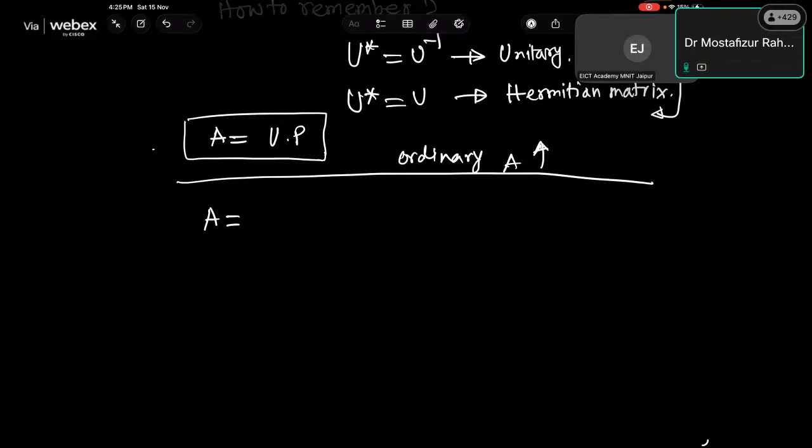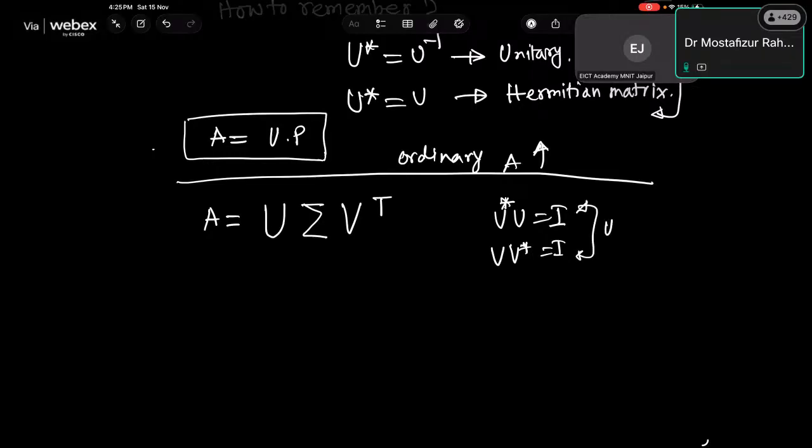The matrix A, any ordinary matrix, we can also decompose into U sigma V transpose this way, where U star U equals identity, so it is unitary, and V star V is also identity, that means it is also unitary. Both are unitary matrices, and sigma is a diagonal matrix.